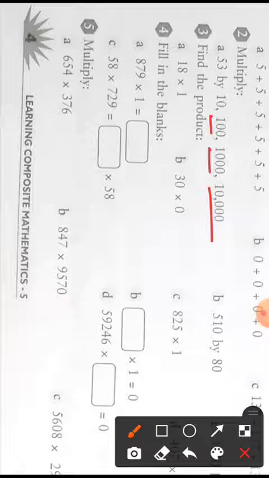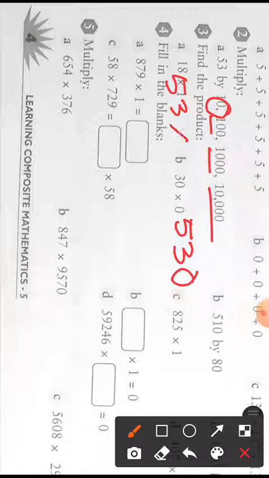This is a very easy multiplication. We can do this in two ways. So I will teach you the simplest way. What will you do? Just write 53 first and see how many zeros are there. There is 1 zero, so put 1 zero. This is the 53. This you can write: 53 into 10 is equal to 530.